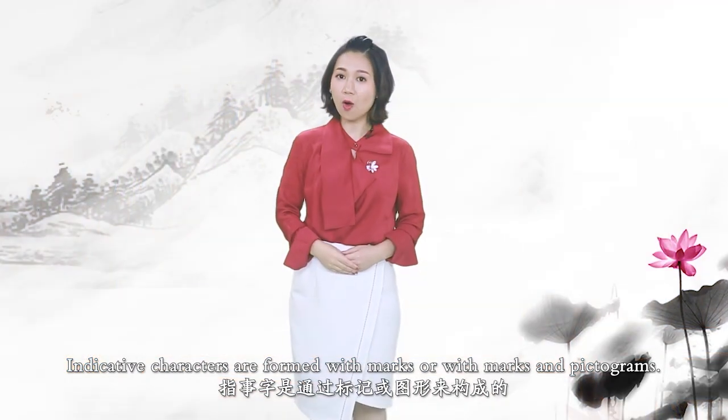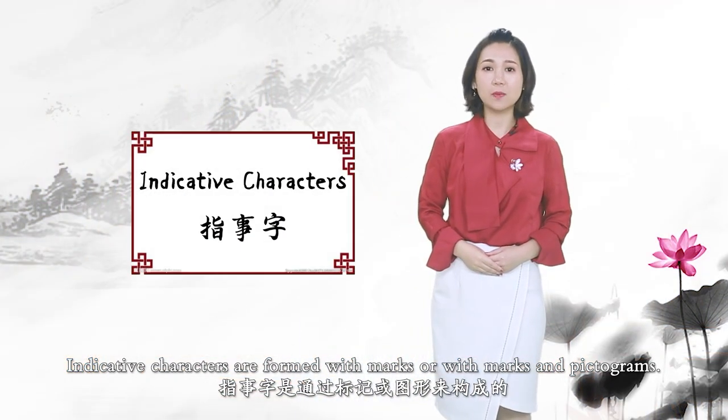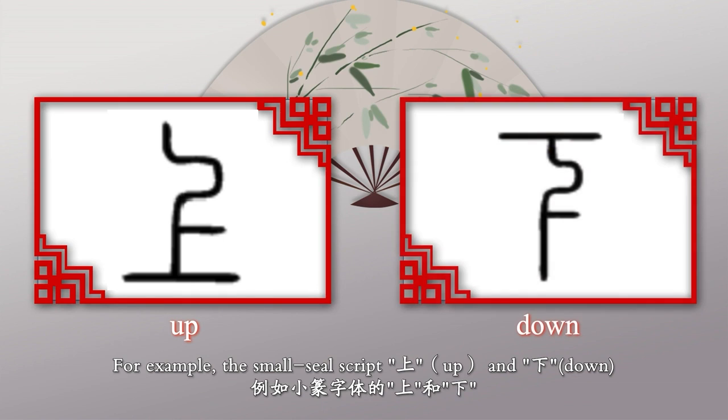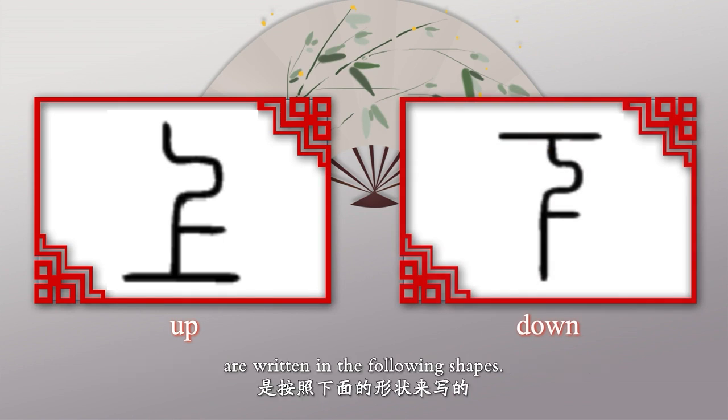Indicative characters are formed with marks or with marks and pictograms. For example, the small seal script 上, up, and 下, down, are written in the following shapes.